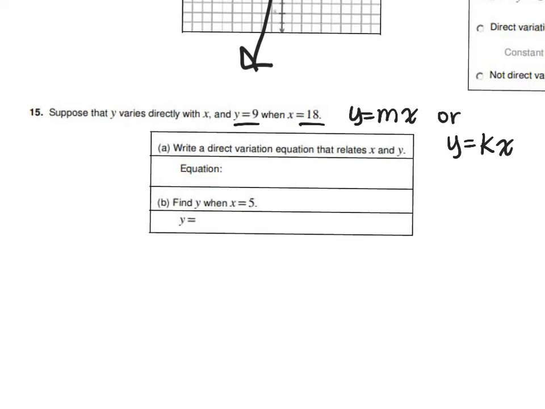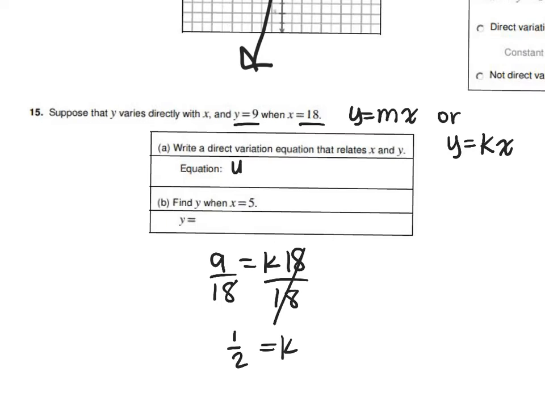So I'm going to say 9 equals k times 18. Now I'm solving for k. You could have done 9 equals m times 18. It's the same thing. I'm going to divide by 18. Divide by 18. Those cancel. And I'm left with k equals 1/2. So, to get my equation, I take my y equals, and I substitute my k value in, y equals 1/2 x.